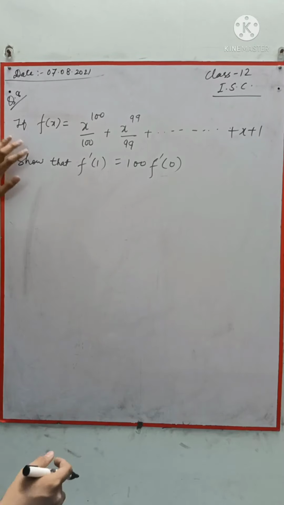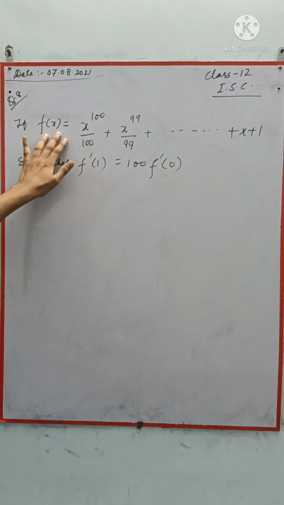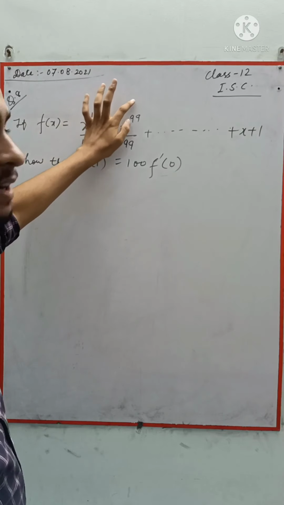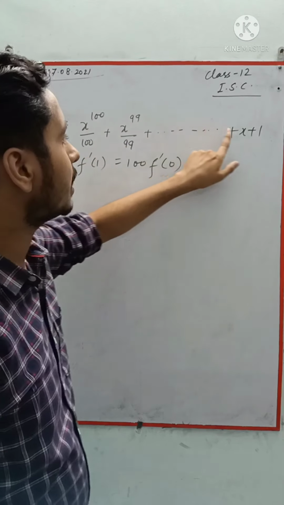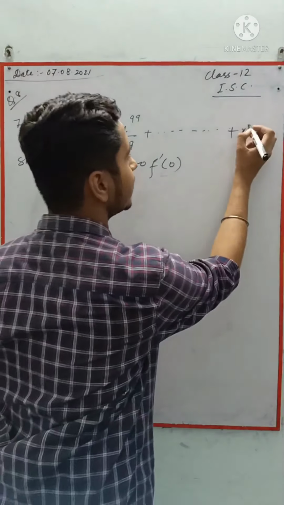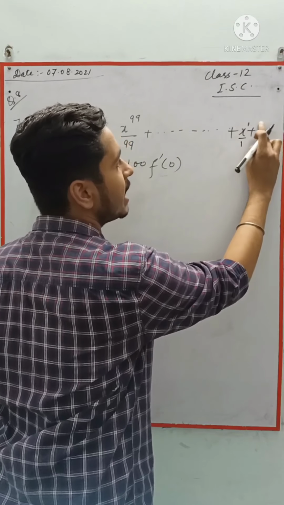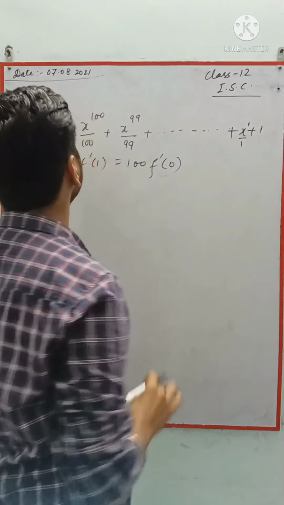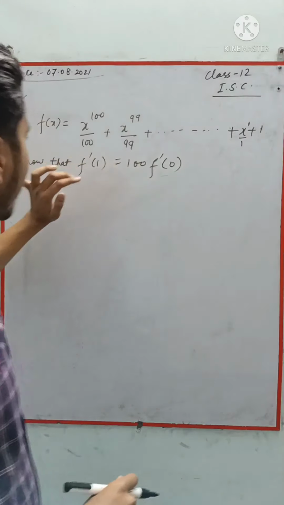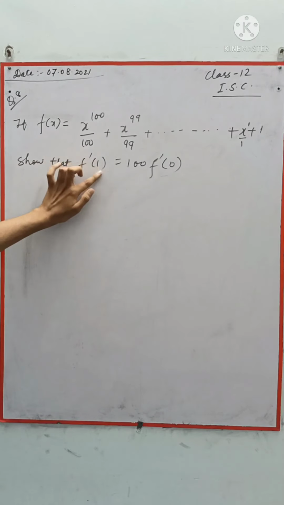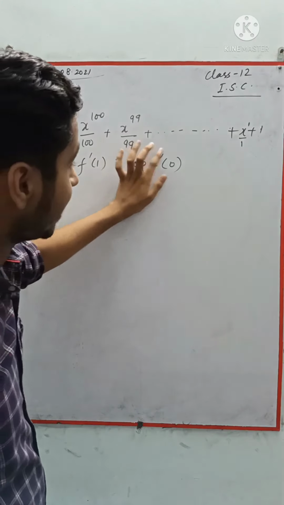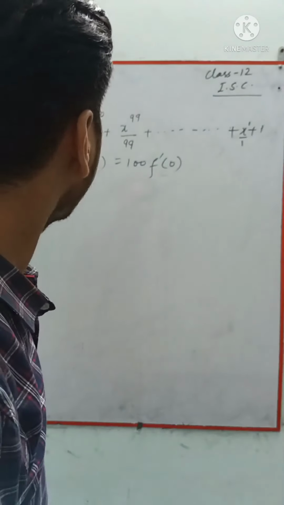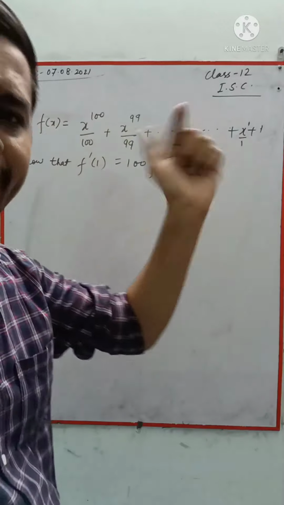You have such type of question where you are given f(x) as a series where x to the power 100 upon 100 plus x to the power 99 upon 99 and so on up to x plus 1. This is nothing but x to the power 1 upon 1, and this is actually x to the power 0. No, it's only 1 only. Okay, so you have to show that f dash 1 is equal to 100 times f dash 0. Now what is this f dash? This is nothing but the differentiation. Okay, if you differentiate f(x), it will be f dash.